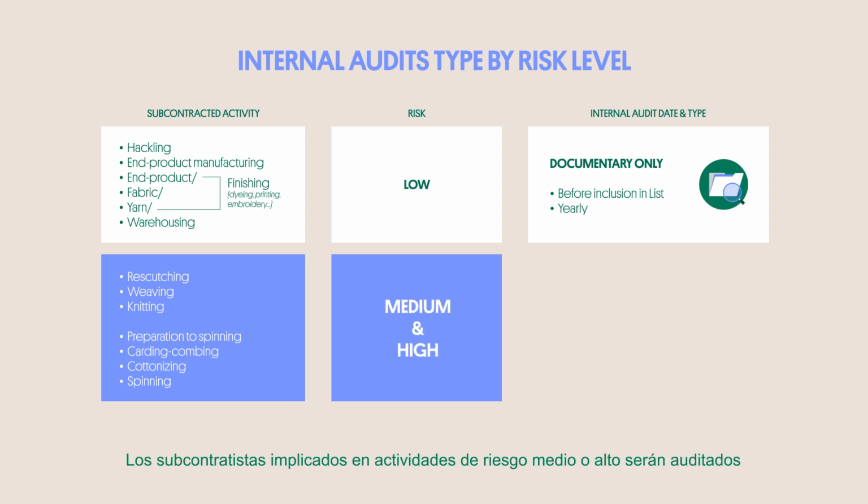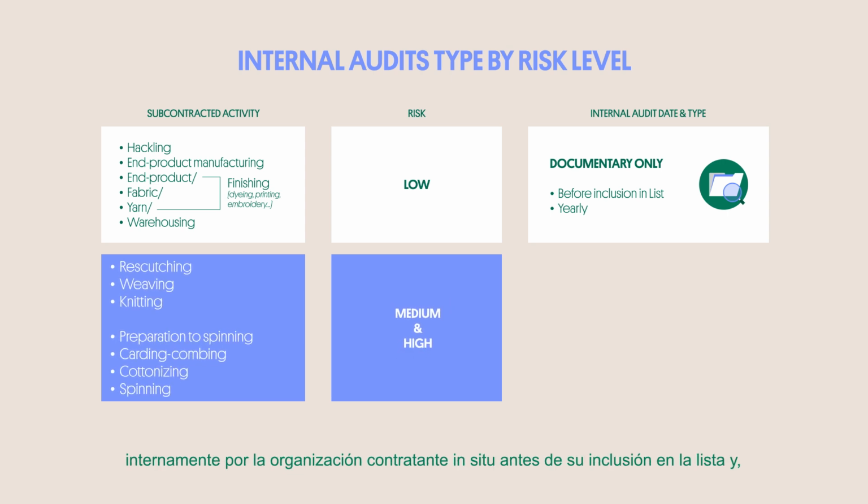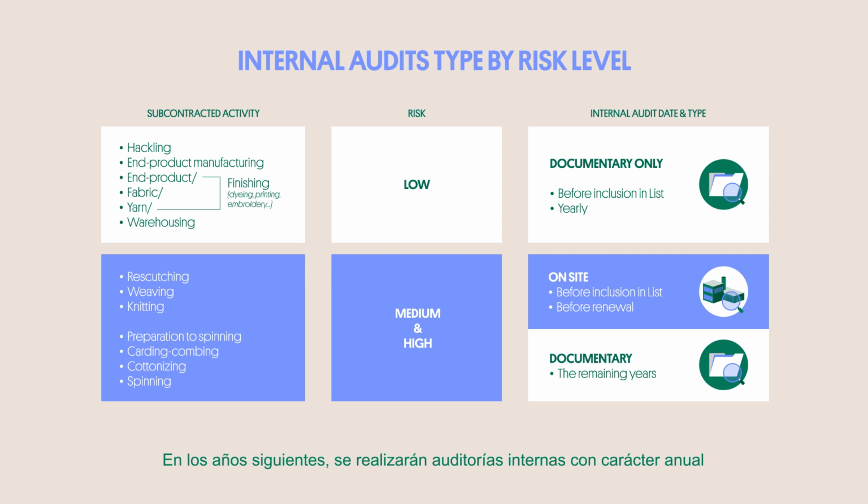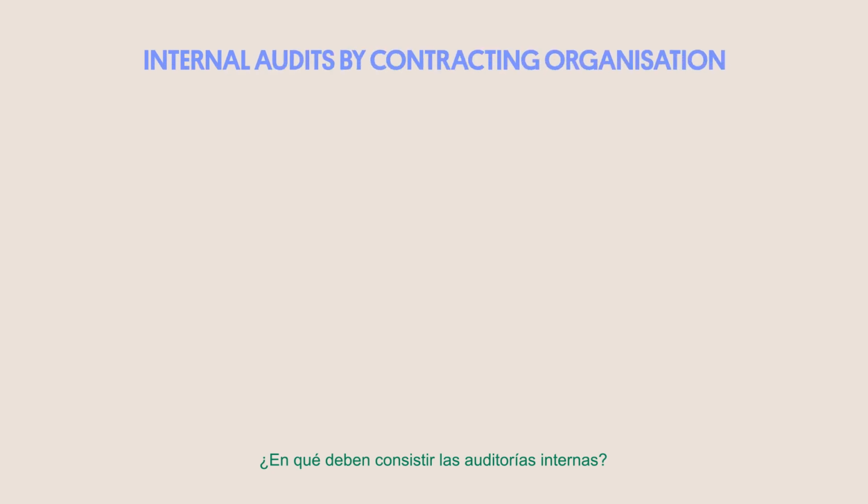Subcontractors involved in medium to high risk level activities shall be audited internally by the contracting organization on site before their inclusion in the list and before the renewal of the contracting organization's certificate. For the remaining years, medium and high risk level subcontractors' yearly internal audits shall be performed off-site on a documentary basis. What should internal audits consist of?